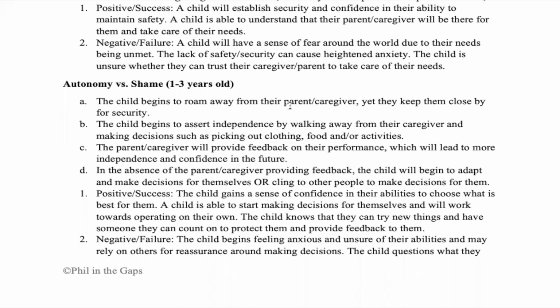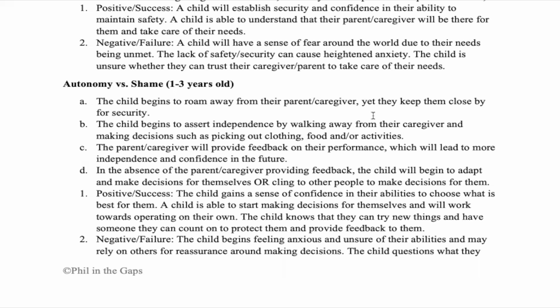So what this stage is going to look like is the child begins to roam away from their parent and or caregiver, yet they keep them close by for security. So that's what autonomy is going to look like: I know that if my parent or caregiver is around and I fall, they're going to help me out. If I do something incorrect, my parent and or caregiver is going to let me experience that, but they will not let me get all the way hurt.